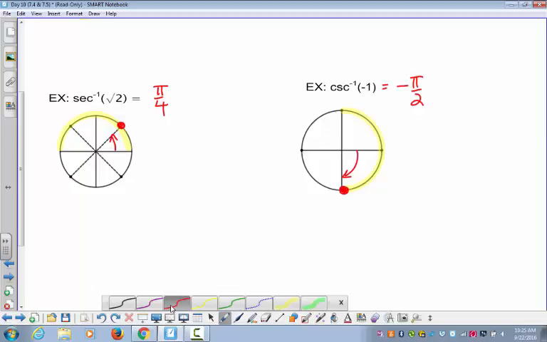All right, any questions? Yeah? I'm confused as to whether we are supposed to use the x value for cosine and the y value for sine?